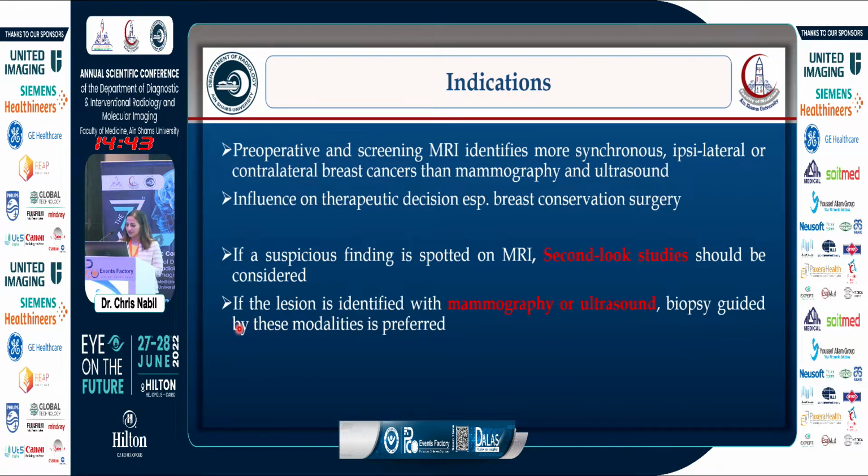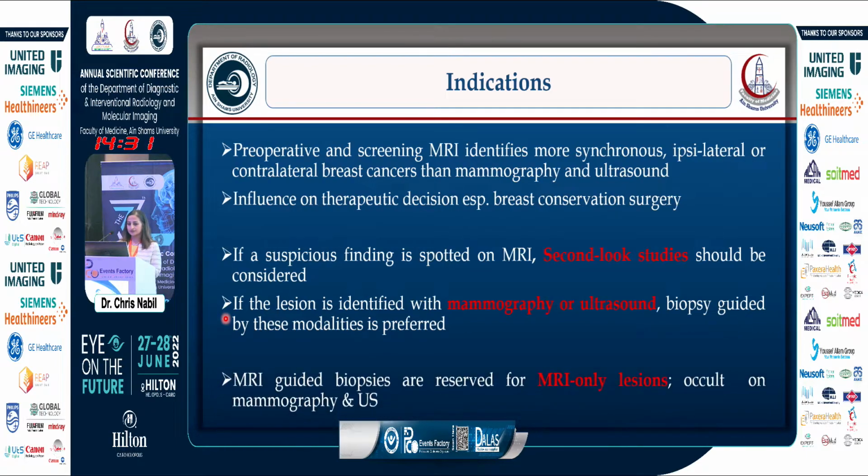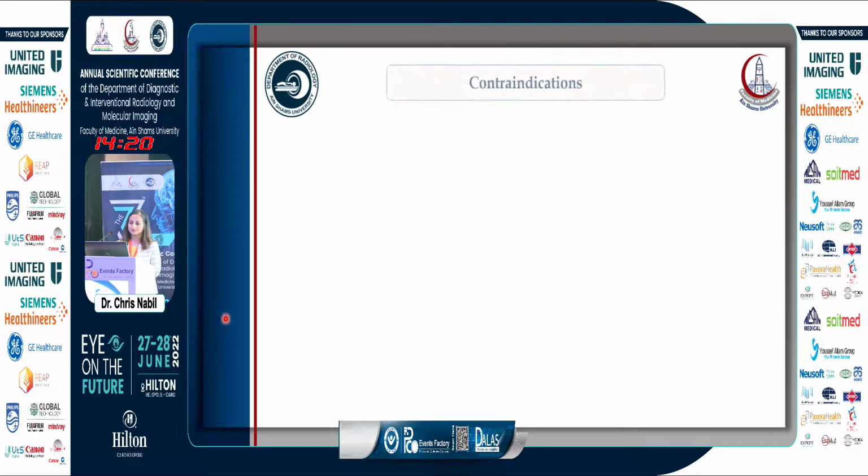In the preoperative and pre-treatment MRI, if a suspicious finding is spotted, a second look examination by ultrasound or mammography is advised. And if the lesion is identified with those modalities, biopsy guided by those modalities is preferred. However, in some cases, there are MR-only lesions that can be seen only by MRI, being occult on sonomammography, and in this case, we do an MR-guided biopsy.